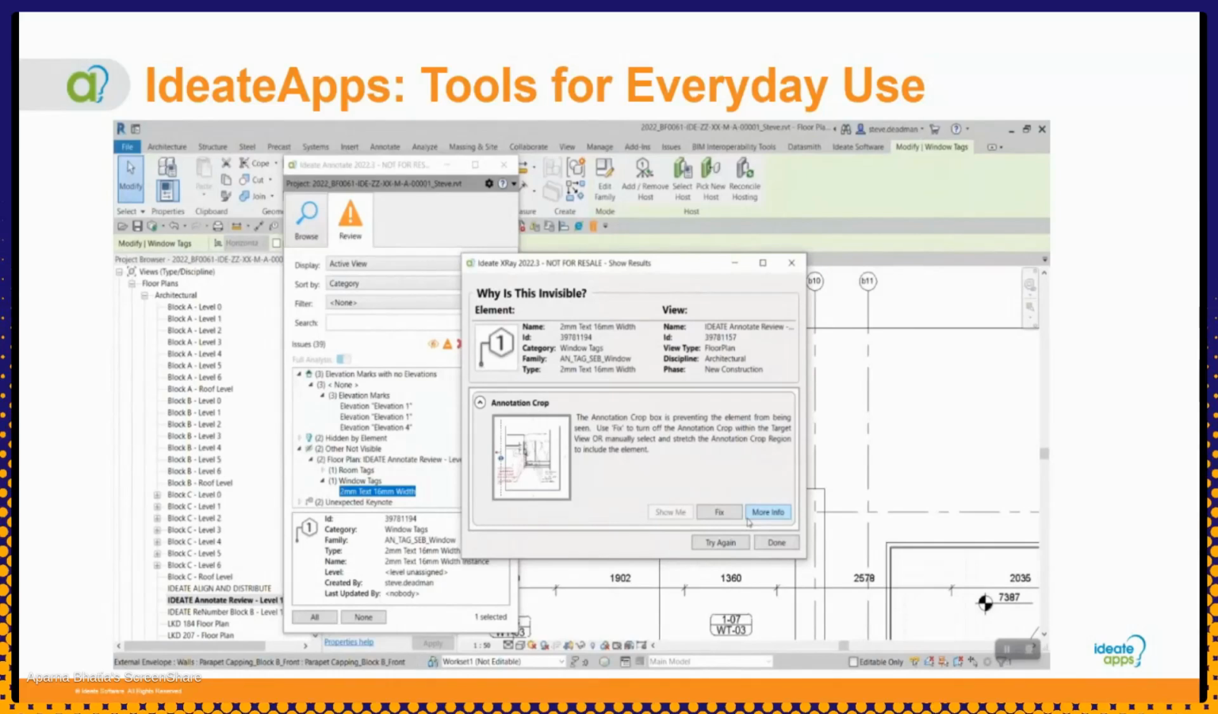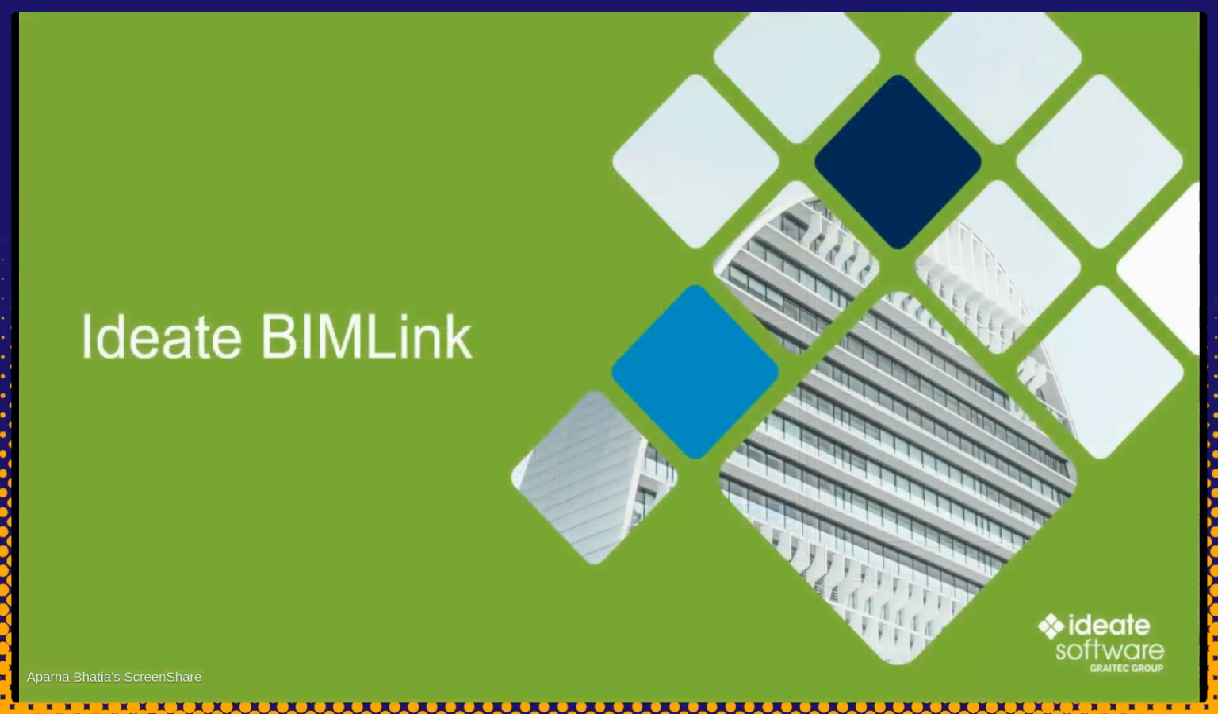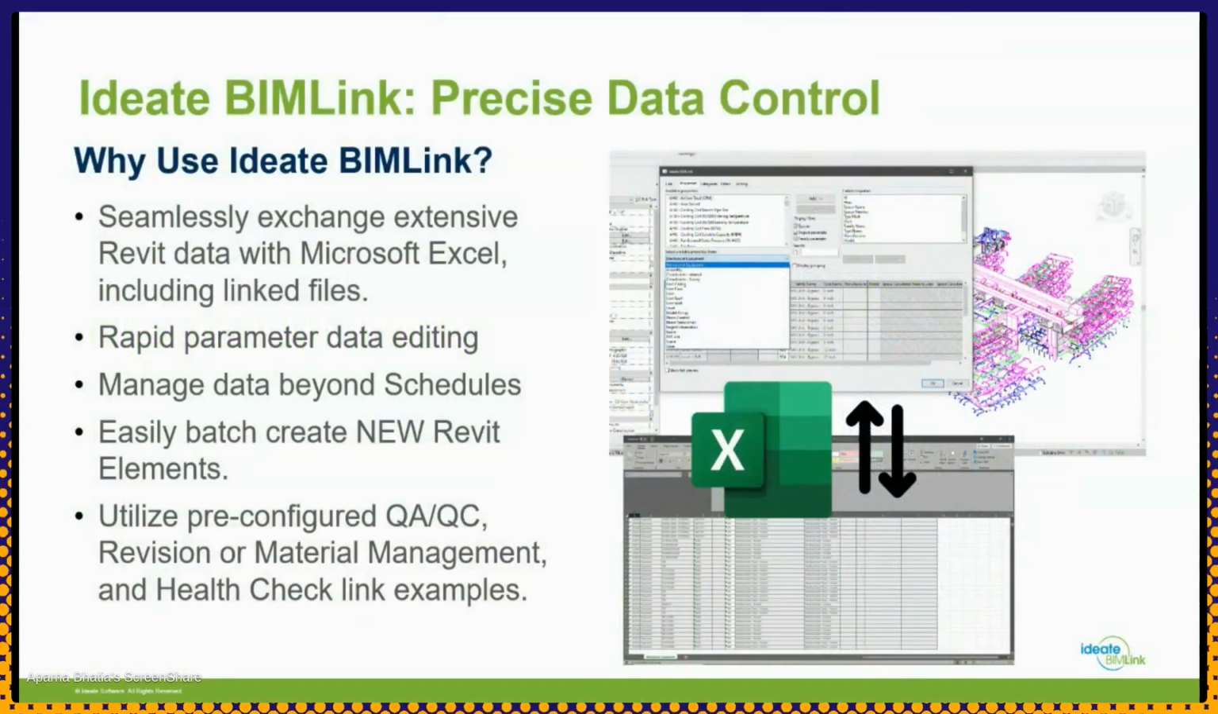We'll talk just a little bit about BIMLink, which is designed to seamlessly exchange extensive Revit data with Microsoft Excel. Next. So why would you do that? This is sort of the opposite of Sticky, if you will. So Sticky is about representing, displaying Excel information or Word information. BIMLink is about managing data that's inside the Revit project through the use of Excel.